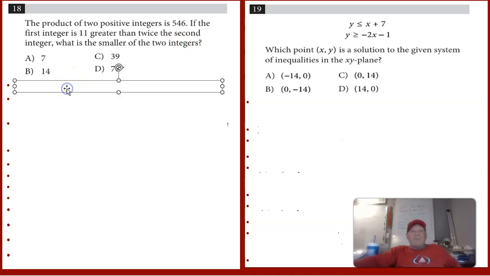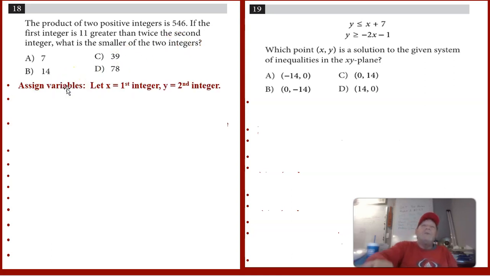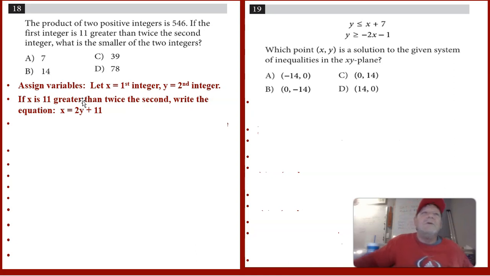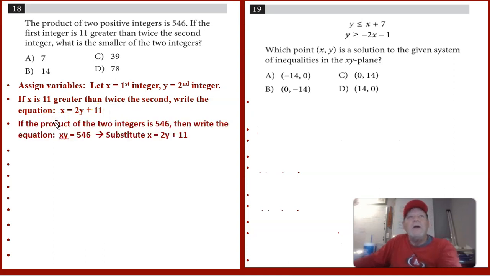There's lots of steps in this problem. So I've got to assign the variables first. You always need to do this. So let's just call x the first integer, y the second integer. So if x is 11 greater than twice the second integer, write the equation. So we would write x equals twice, which is 2 times the second one, y, plus 11, because it's greater than the other one.